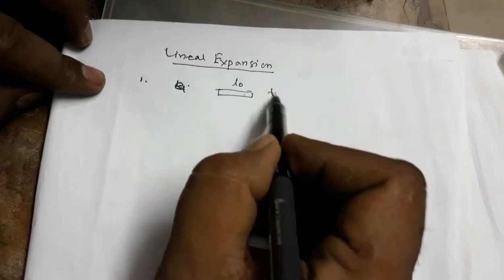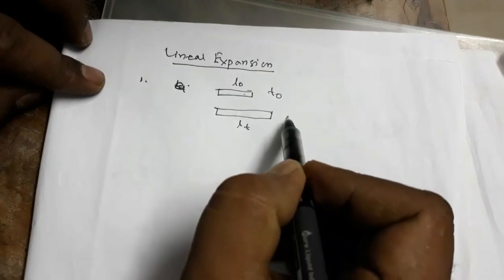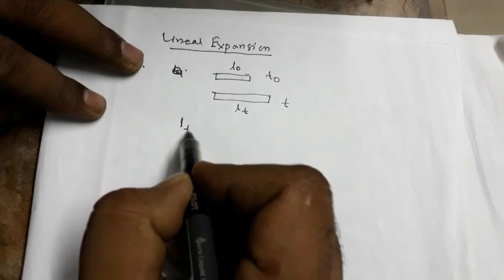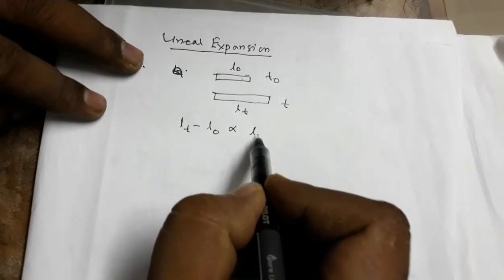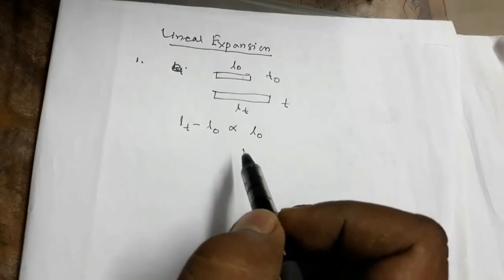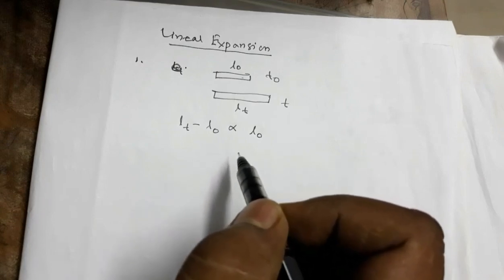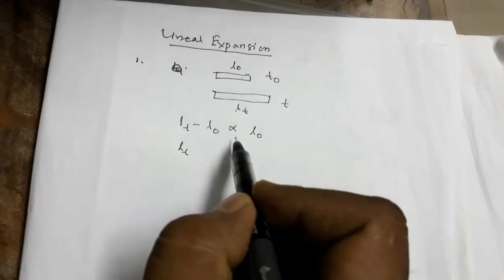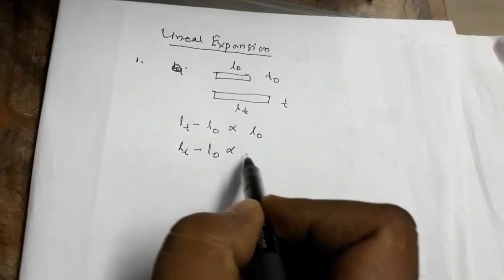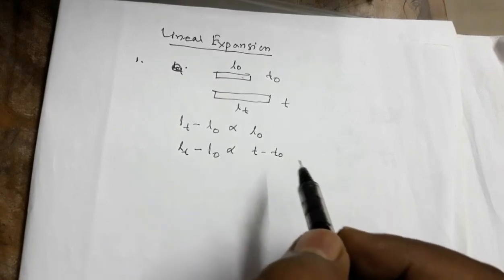if you have a rod of length L0 at temperature T0, and this length becomes LT at temperature T, the increase in length, LT minus L0, is proportional to L0. If the initial length is more, the increase in length will be more, as we have seen in the previous example for rods of length 100 centimeter and 10 centimeter. Obviously LT minus L0, the increase in length, will also be proportional to the increase in temperature. Greater the increase in temperature, greater will be the increase in length.